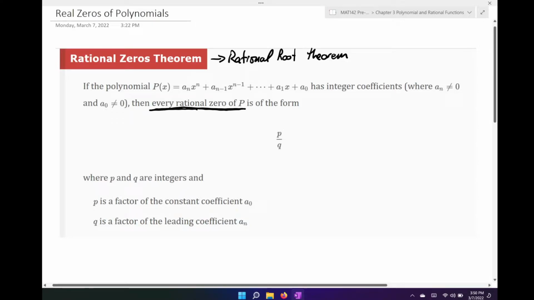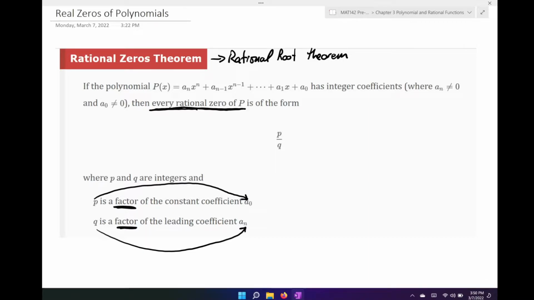And more importantly, p is going to be all the factors of the constant coefficient a sub 0, and q is going to be all the factors of the leading coefficient. So you're going to write the ratio of these two, and then you're going to tell me, here are all the possible zeros. And here's another thing you got to remember, all right?